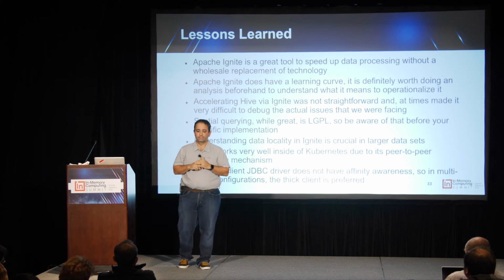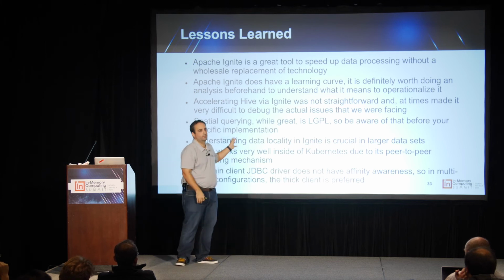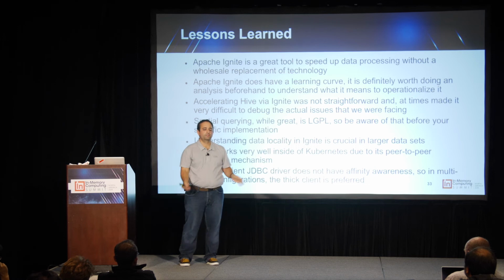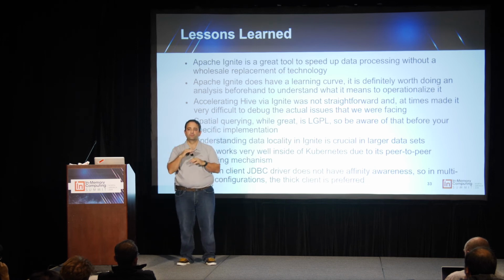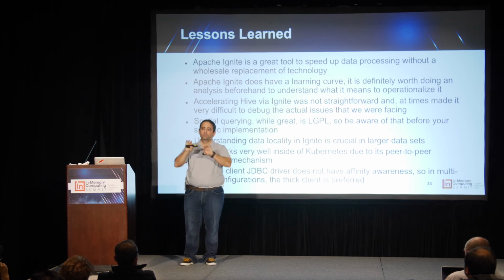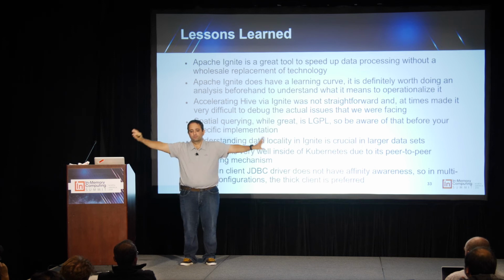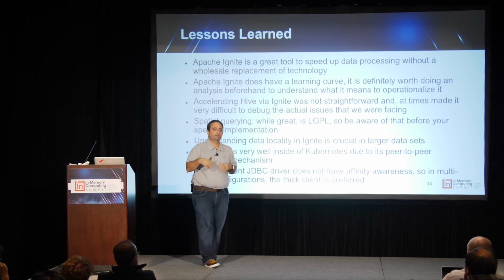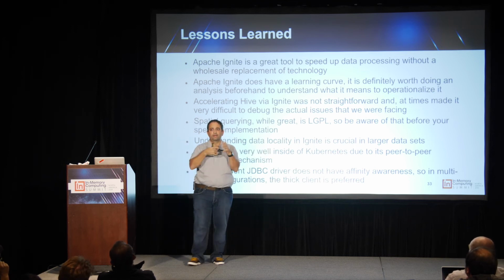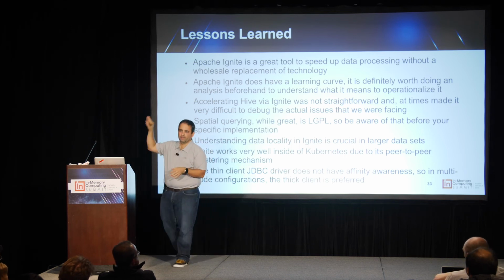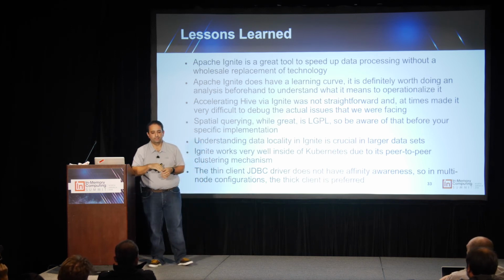Understanding data locality in Ignite is crucial for larger data sets. This is a little bit what I was talking about before. Especially if you're joining a lot of dimension tables with a very large facts table, you might end up creating 2 caches on each node so that you don't end up having all that network traversal where you get kind of this exponential increase in latency.